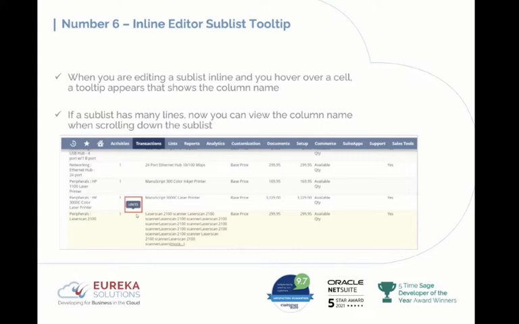So just a minor enhancement in terms of the UI of the system there. That just means that when you are using a sublist that has various lines, you can hover over and see the name of the column, so you don't have to scroll back up to the top to view that.